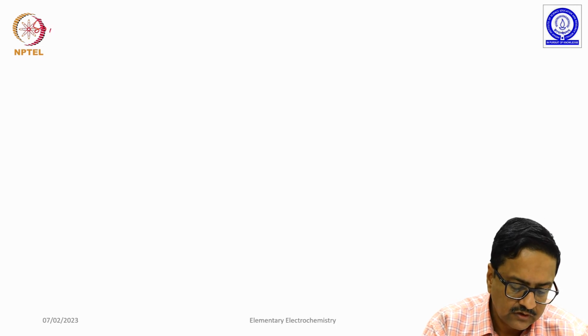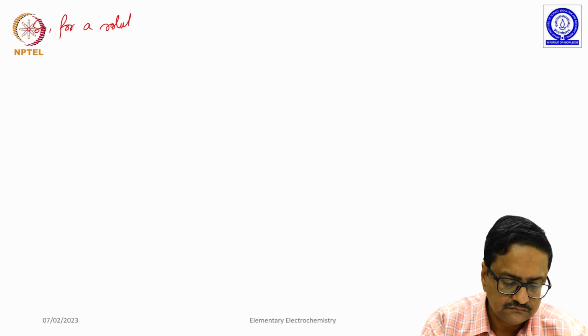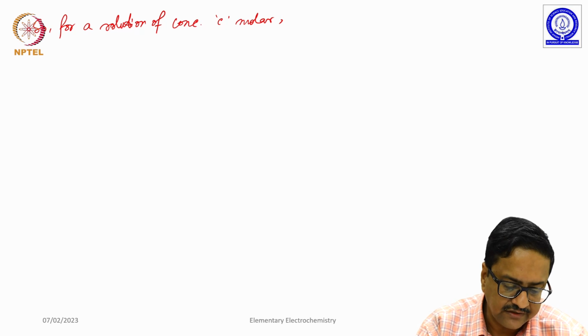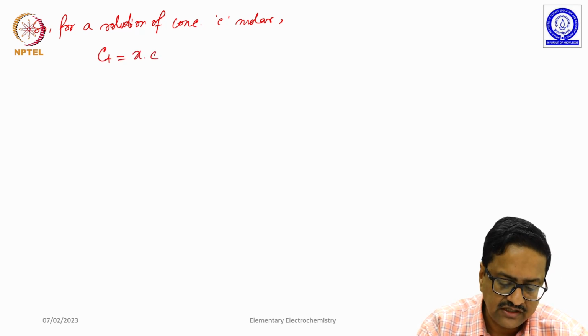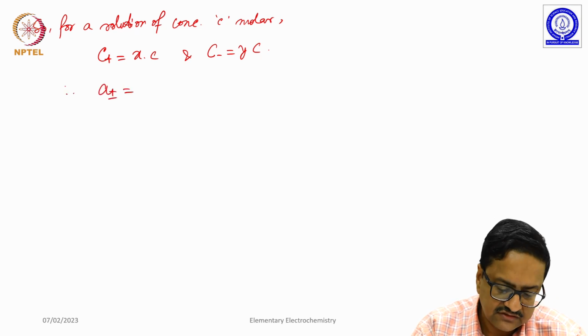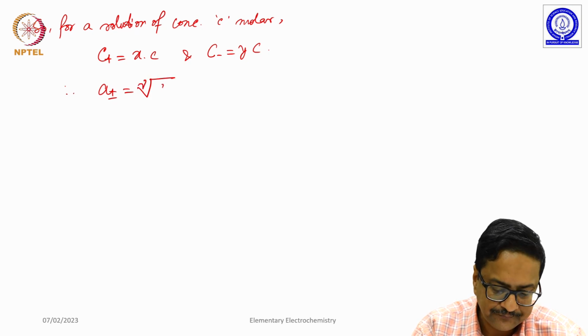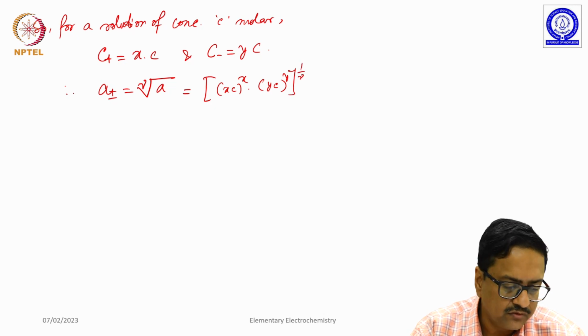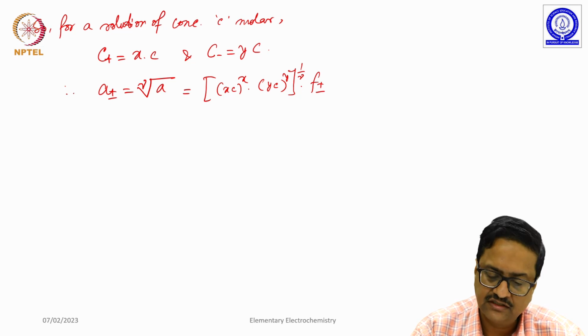So, for a solution of concentration C molar, one can write C plus equal to x into C and C minus equal to y into C. Therefore, a plus minus, which we know is the nth root of a, is equal to (x C to the power x, y C to the power y) whole to the power 1 by nu into f plus minus, correct.